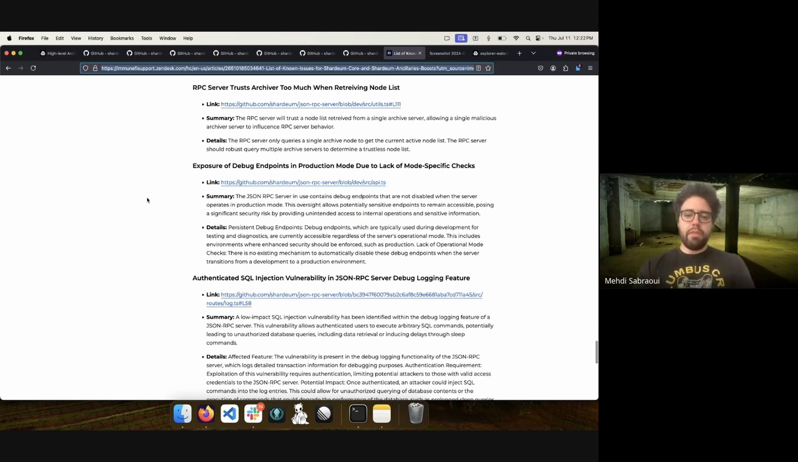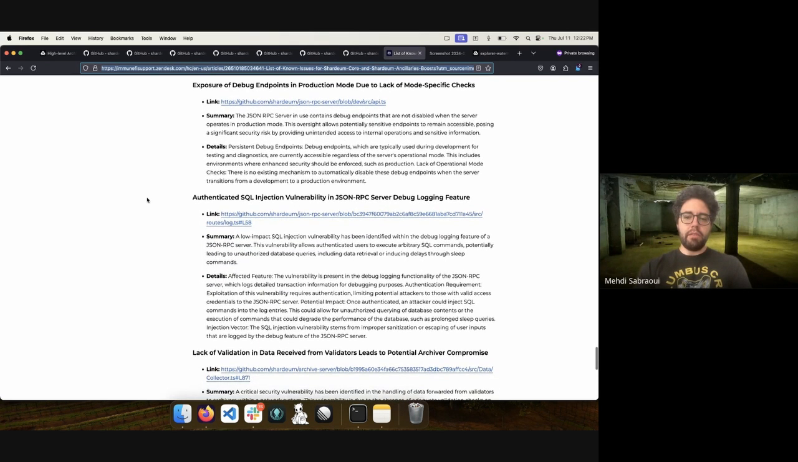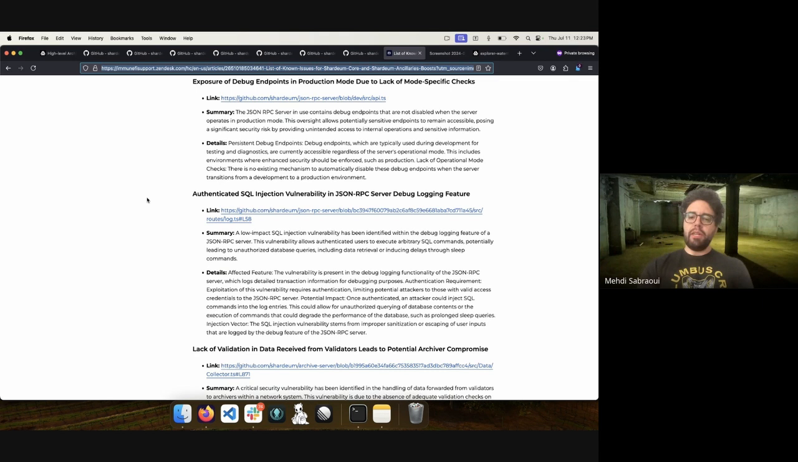Let's see, exposure of debug endpoints in production mode due to lack of... that is in the RPC server. So there are debug modes in both the RPC server and the archive server. If you are able to access those debug modes while those components are in production mode, then that's worthy of a payout. Anything that requires the service to already be in debug mode is out of scope, but if it's in production mode and you can access these endpoints, then that's a payout.